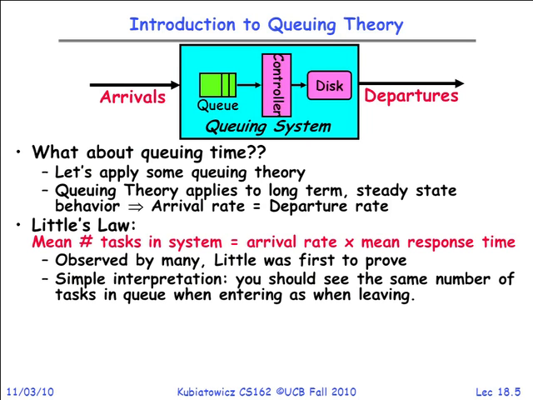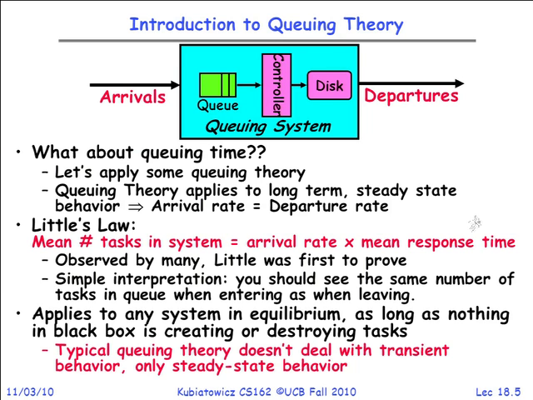Now, this applies to any system in equilibrium as long as nothing is creating or destroying tasks in here. And typical queuing theory, as I mentioned, doesn't deal with transient states. When I say typical, I really mean basic queuing theory, because there are whole books on transient queuing theory, but it's very messy. So now, I'm also going to very quickly breeze through something which I'm sure everybody remembers.